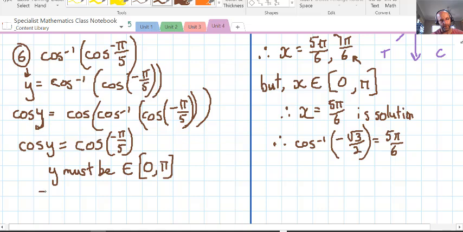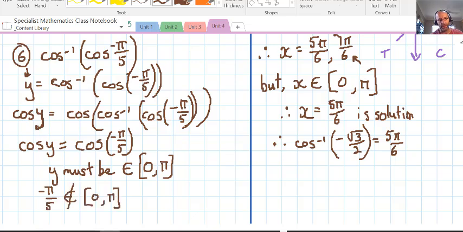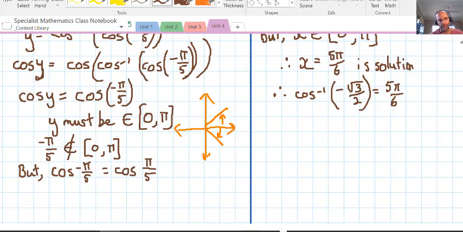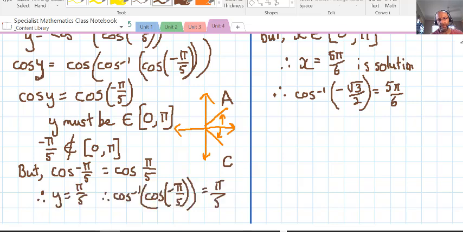Okay, now negative pi on 5 is not an element of that set. Let's see if there's any equivalent. But cos of negative pi on 5, which is what we've got, is the same as cos of pi on 5. Okay. Both in those quadrants there, they're both positive. So it would be okay to use that. So inverse cos of negative pi on 5 is just pi on 5.